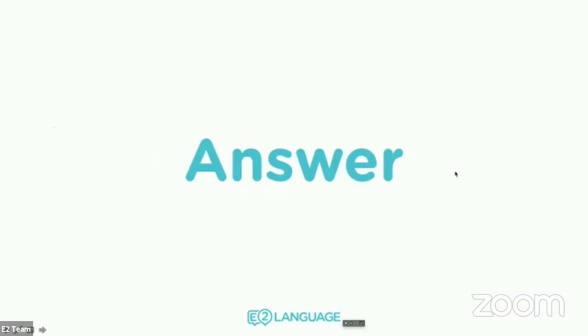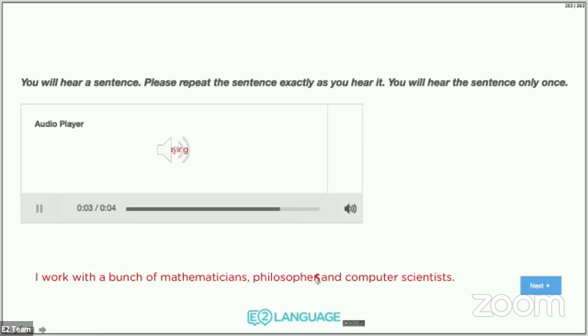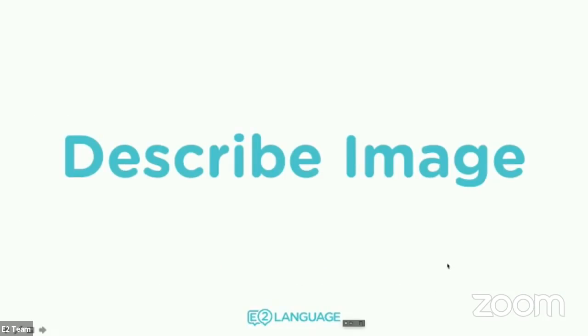Rock and roll. What's the answer? The answer is: I work with a bunch of mathematicians, philosophers, and computer scientists. Except it should say philosophers, my apologies, I wrote that. It should say philosophers, plural. I work with a bunch of mathematicians, philosophers, and computer scientists. So if you got all of those words in that correct order, you'll get 100%. If you missed a few words, you might get like, whatever, 93%, something like that. So it's partial scoring.